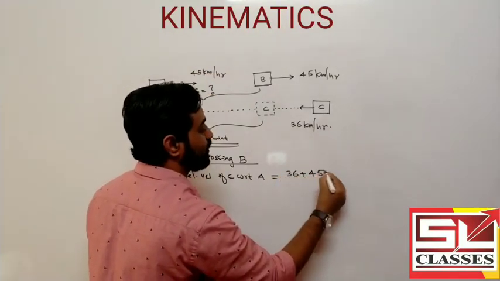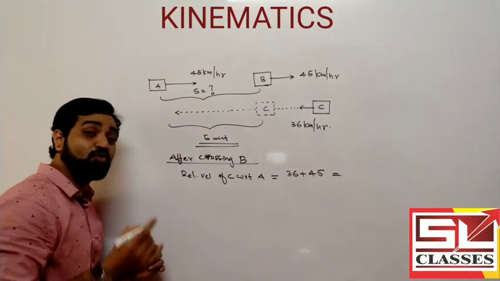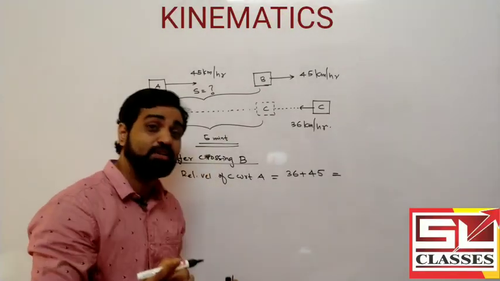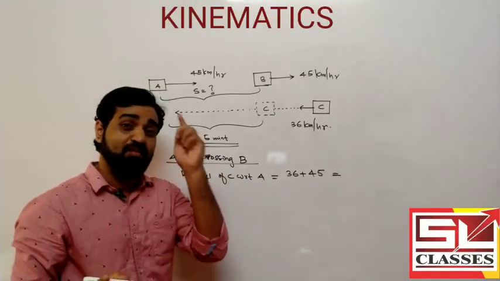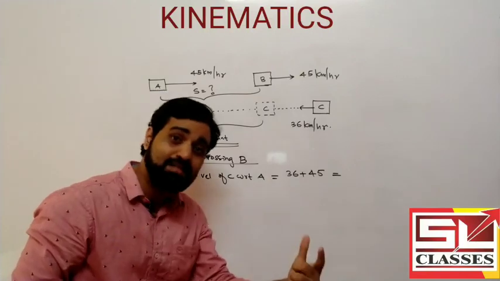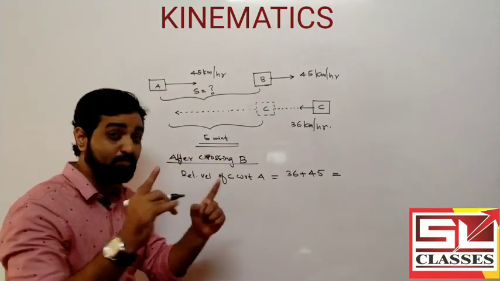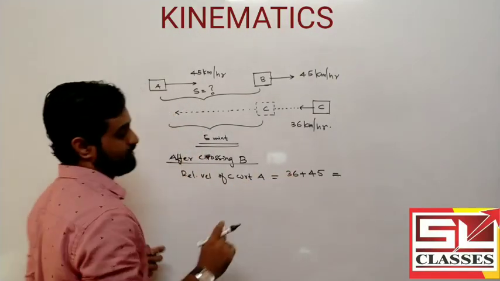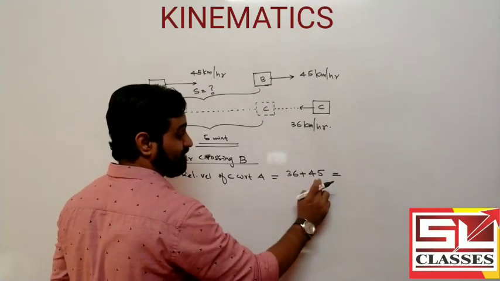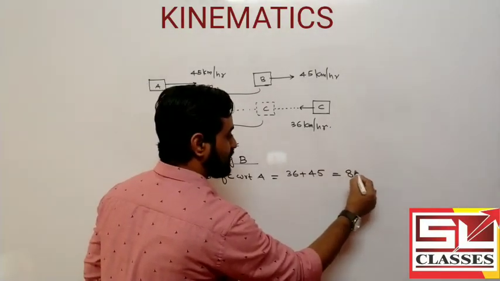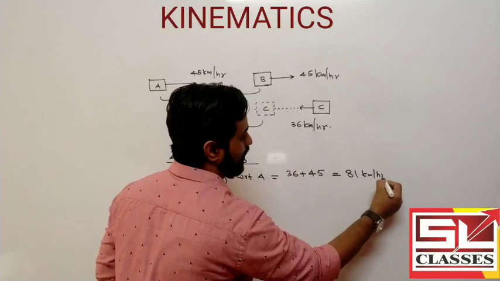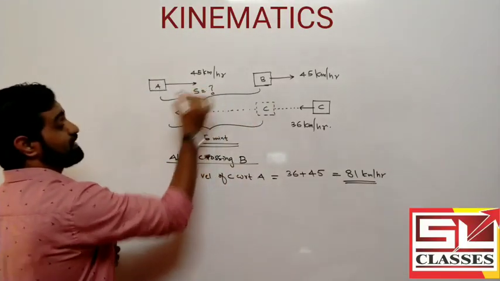36 plus 45, because when two bodies are moving in the opposite direction, we know that the relative velocity will be the velocity of one body plus the velocity of the other body. So 36 plus 45 will be 81 kilometer per hour. That is the relative velocity. So what is the distance covered?